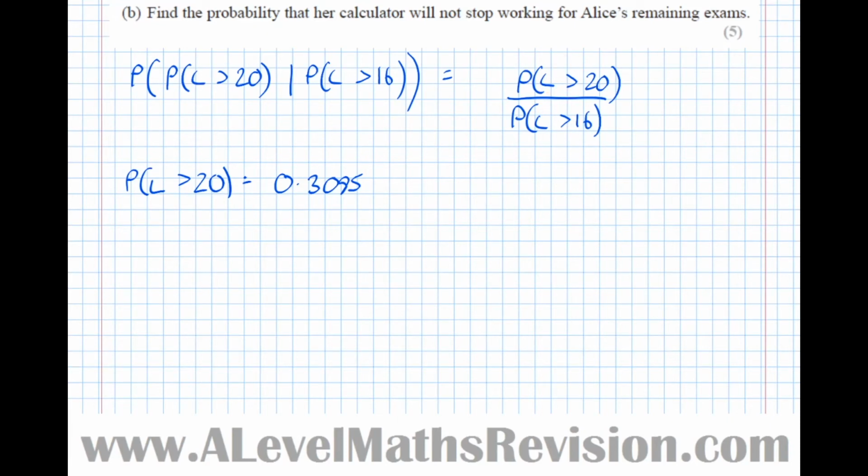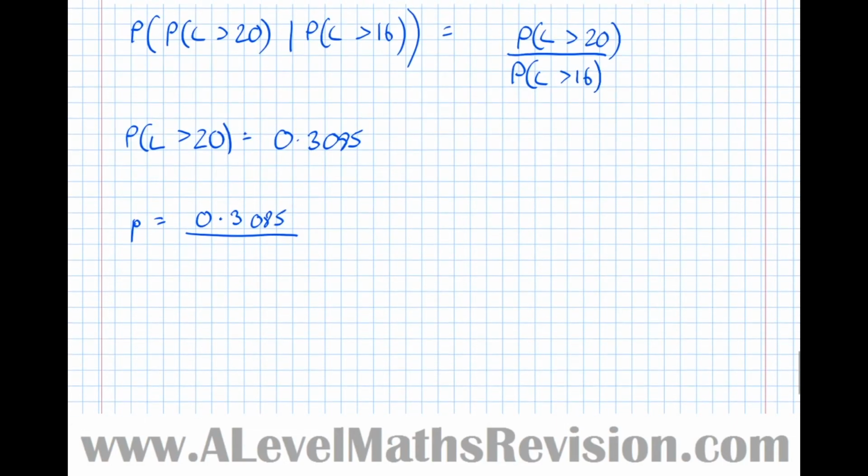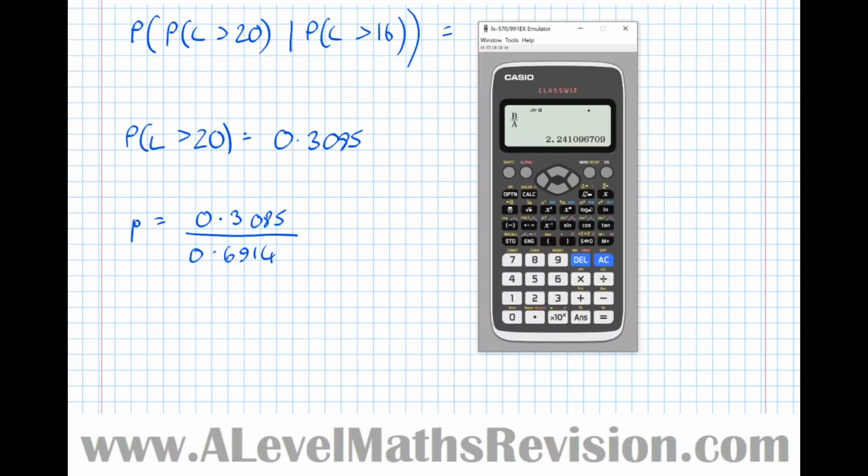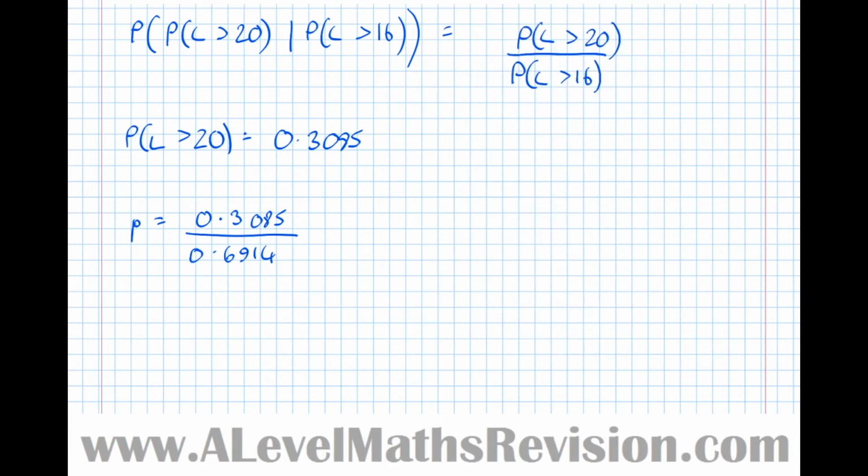So then, doing the probability up here, calculating that, we've got P equals 0.3085 over 0.6914 equals 0.4462.